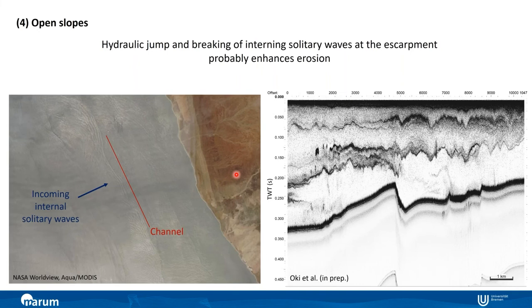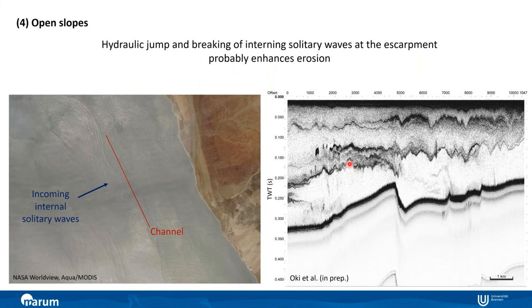And you can see that there are very large trains of internal solitary waves that are reaching our study area. Here you have in red the approximate location of the channel that we study. And we have these huge trains that are flowing in the direction of the continent. And then we also see some smaller ones that are already on the shelf. And we have also evidence of these internal waves from parasound imaging of the water column.